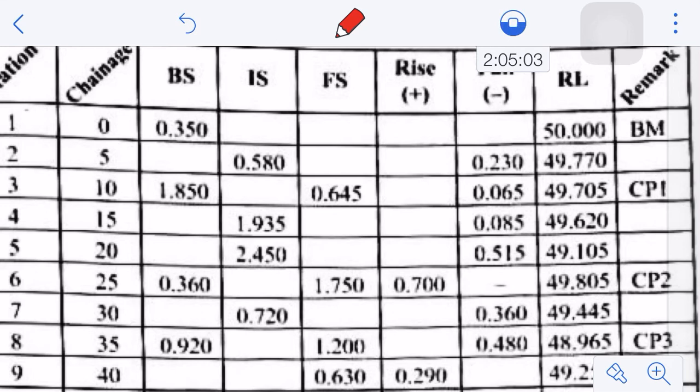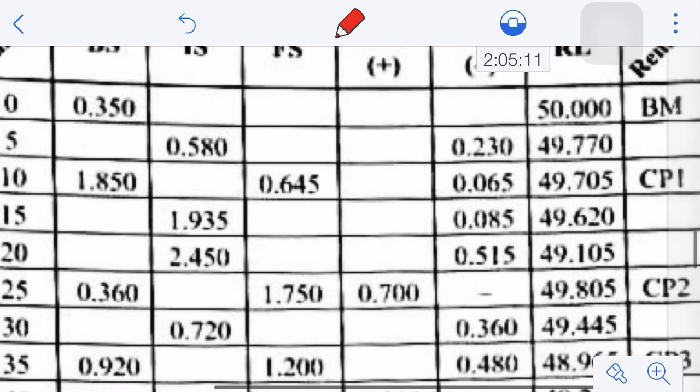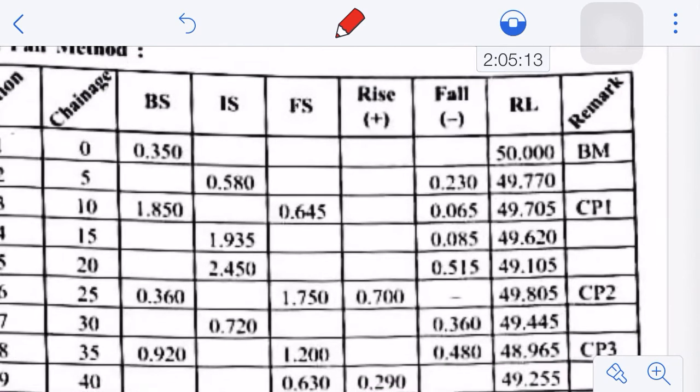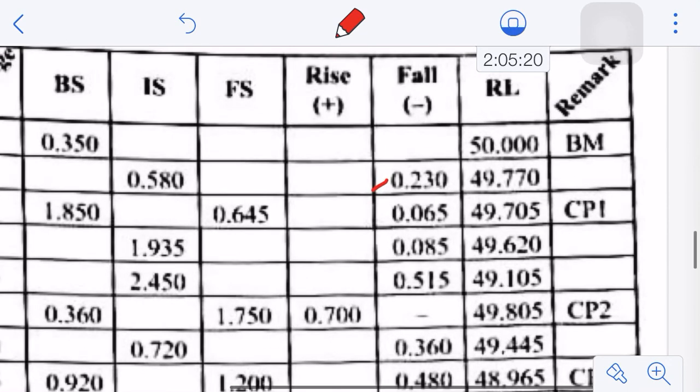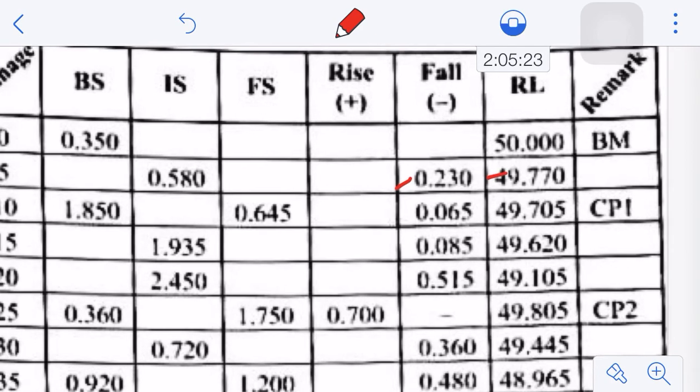For station 2, we are moving from 0.350 to 0.580. That means your reading is increasing. As your reading is increasing, it is indicating fall. The difference of these two would be 0.230. So that's why it is written over here in your fall column. And fall is always subtracted from your previous RL. So 50 minus 0.230 will give you 49.770, right?